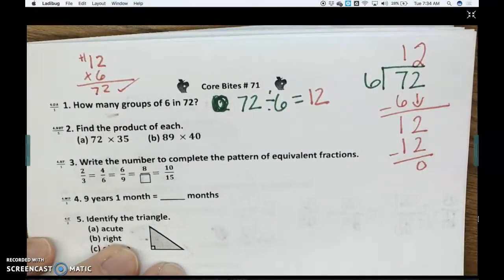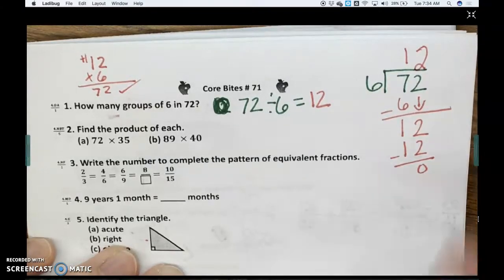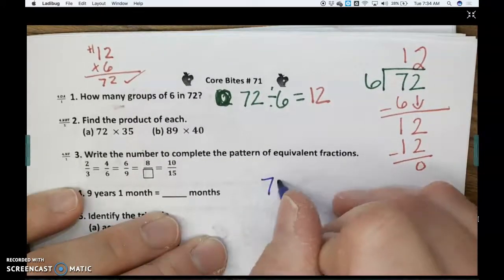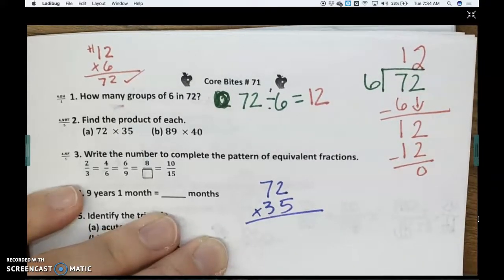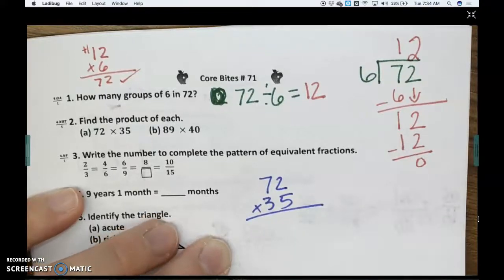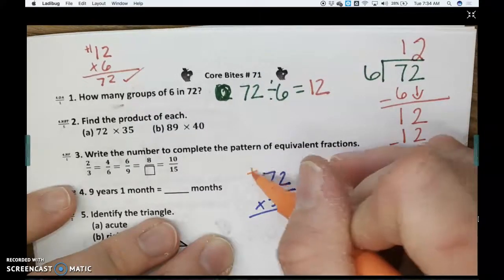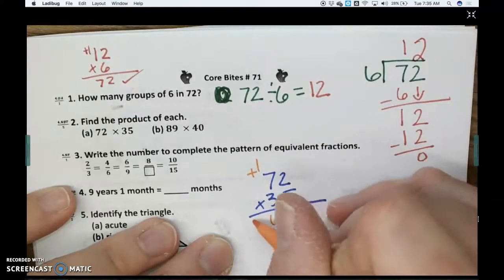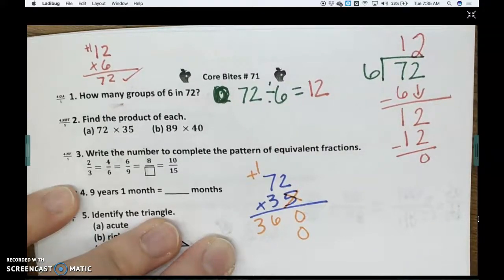For number 2, you need to find the product of each of these numbers. You're going to have to multiply. So we've got 72 times 35. So that means they are 2-digit times 2-digit. So we have 72 times 35 is your first one. So be very careful because this is 2-digit times 2-digit. So 5 times 2 is 10. Regroup. 5 times 7 is 35 plus 1 would be 36. Then you've got to hold that place because you're done with your ones on that side.